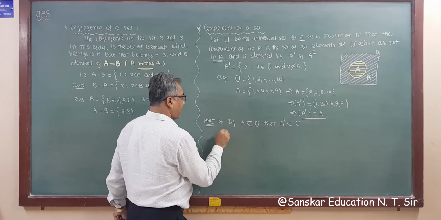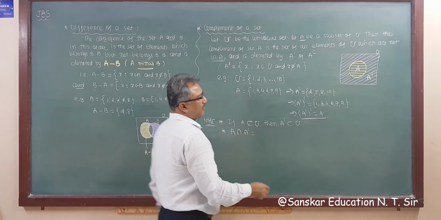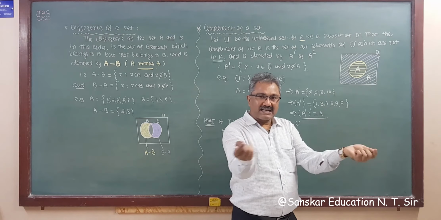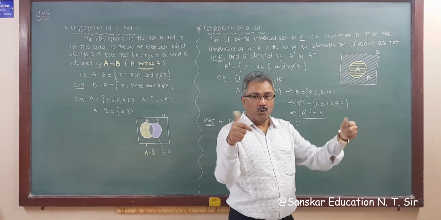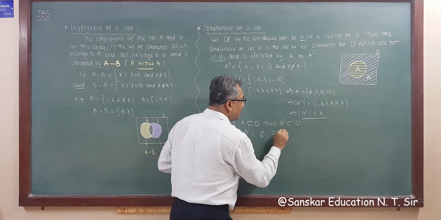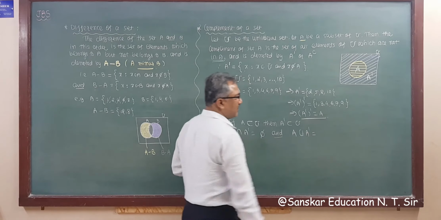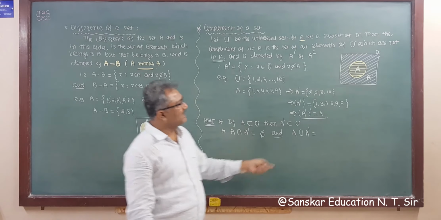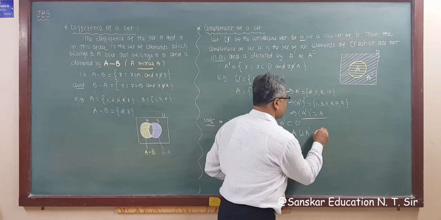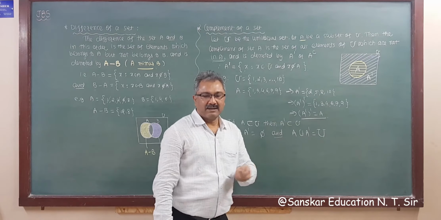Second thing, A intersection A dash. Now, this yellow part is A and this other part is A dash. Intersection of both, that is common elements. No common element is there. So the answer is phi. And the union of these two sets, A union A dash, is equal to the whole universal set, that is the whole rectangle. So the answer is U.